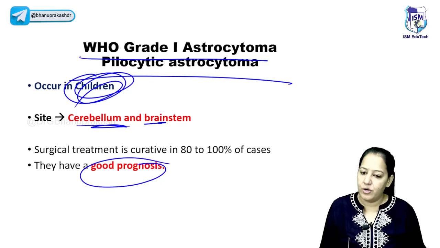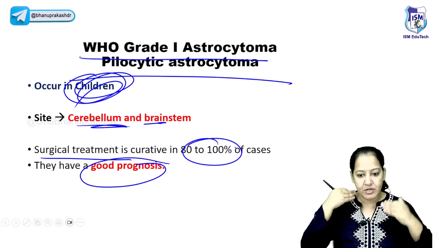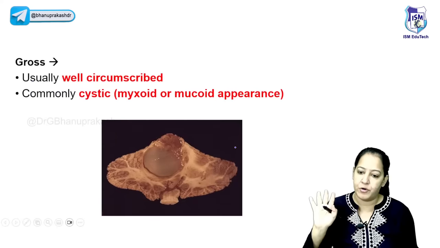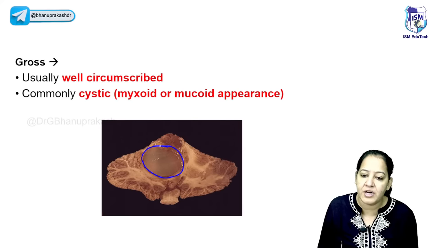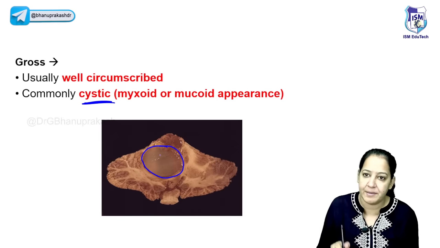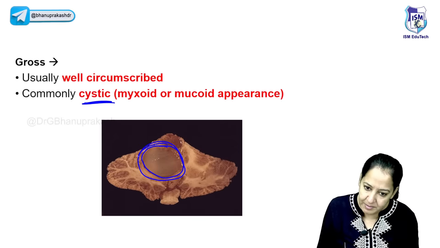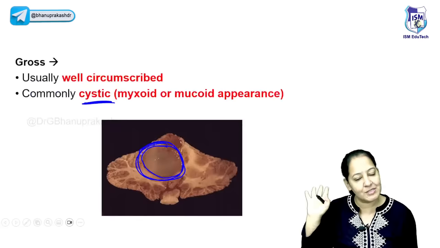The prognosis is very good, and surgical treatment, 100% resection, is possible. Thankfully, in children, it has a good prognosis. Grossly, the tumor is well circumscribed. You can see the margin, and it is cystic, with a mucoid, myxoid, gelatinous appearance. The surgeon can cut it out completely, 100% resection, and prognosis is very good.